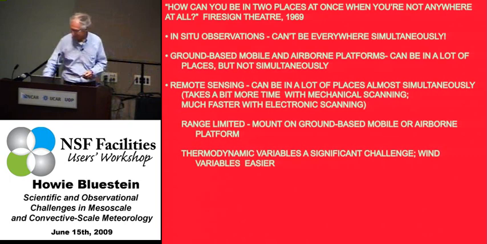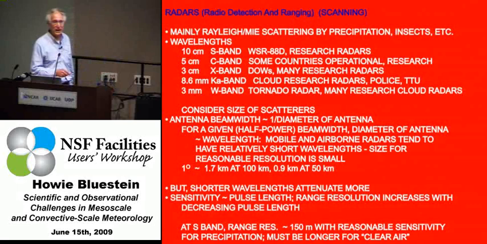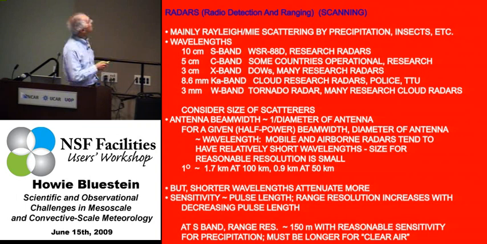Radars, I don't know, there are probably various backgrounds out here, so just a very, very quick review. We mainly look at Rayleigh or Mie scattering by precipitation, insects, and so on. Here are the different radars that we use, from S-band or 10 centimeter all the way down to 3 millimeter or W-band.